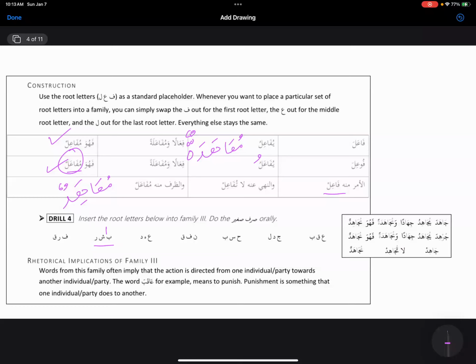Shall I try? Who is that? Rabia. Okay, go ahead, Rabia. Faraqa, yufariqu, firaqan. Very good. Mufaraqatun. Very good. Fahuwa mufariqun. Good.